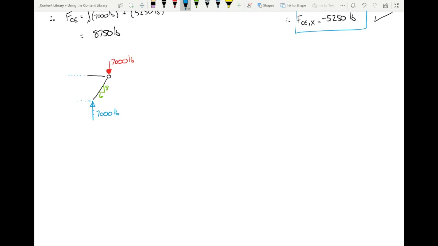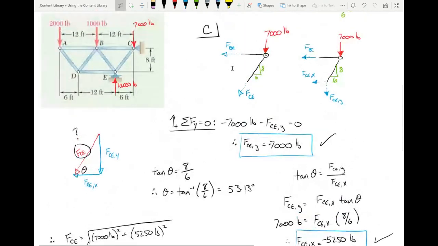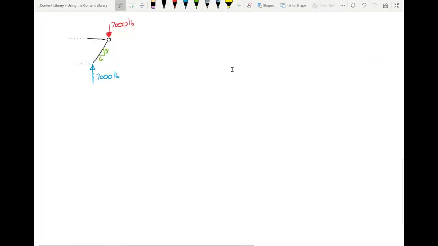And isn't that kind of indirectly what we did? If you look up here, we had the FCY drawn downward, right? And when we had it drawn downward, we got a negative answer. That's because the direction that we assumed was incorrect. It's kind of like reactions. You assume a direction, and if you get a negative answer, it just means it's the incorrect direction. Doesn't mean the value is wrong, just the direction. So I've got 7,000 pounds going up.